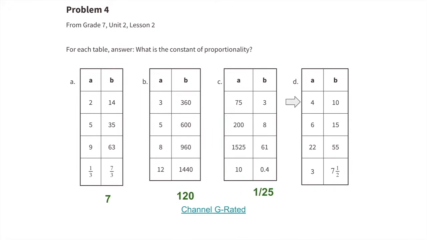Table D. 10 divided by 4. 10 over 4, or 10/4, is equivalent to 2.5. 15/6, or 15 divided by 6, is equivalent to 2.5. 55 divided by 22. 55 over 22, or 55 divided by 22, is also equivalent to 2.5. And then finally, 7.5 divided by 3 is equivalent to 2.5. So for table D, the constant of proportionality is 2.5.